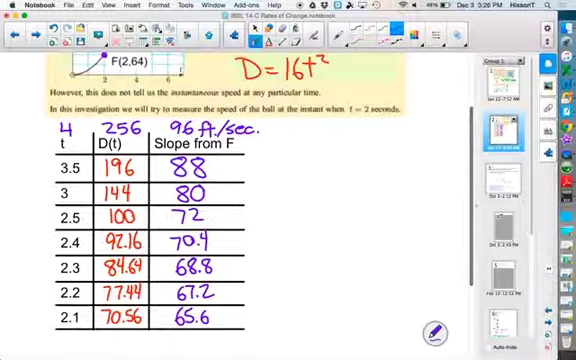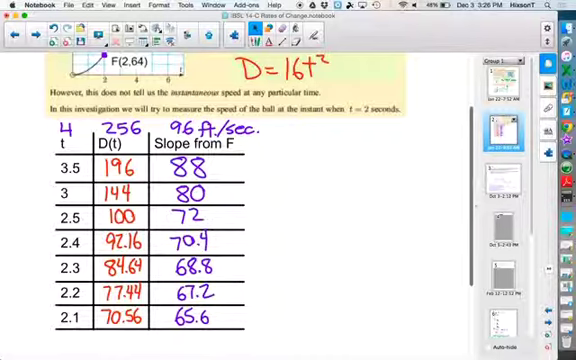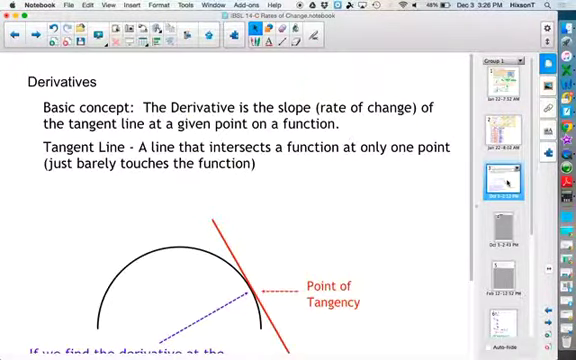Now, what we're doing here is we're really kind of developing the whole concept behind the derivative. Because the derivative is the slope, or rate of change, of the tangent line at a specific point on the function. Now, a lot of times what we'll do is we'll find the derivative in terms of x, and then we'll plug in specific x values to figure out what the slope is at that time. Please remember, a tangent line is one that just touches a curve.